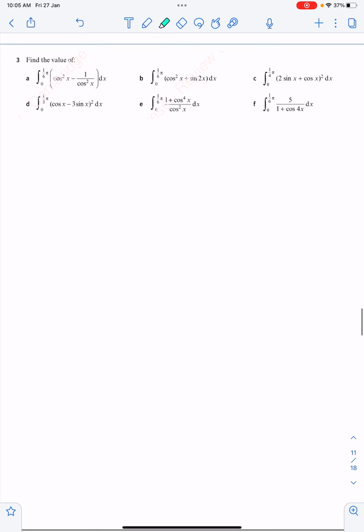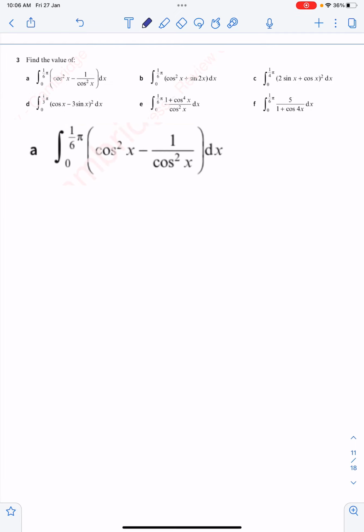Moving on to question number 3. The first question, it says cos square x minus 1 upon cos square x dx. So I'm doing the first one. Okay, let's do this question. In place of cos square x, we can write down the double angle formula, substitute for this, and 1 upon cos square x is sec square x. So let us do it this way.